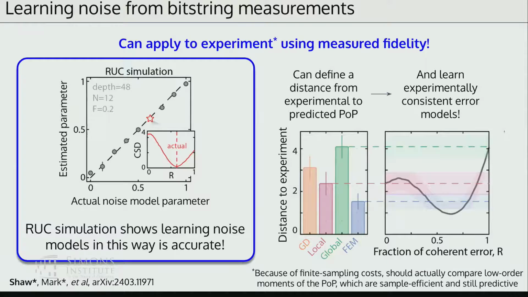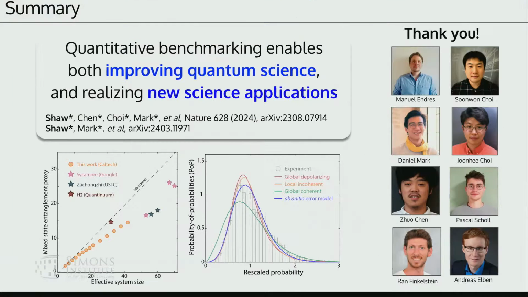With all that said, I'm pretty sure that's the end of my talk here. I think the point overall is that the quantitative benchmarking, which we're doing here, started out as a way to just understand how well we were controlling these systems. But at the same time, it's improving our ability to perform quantum science. It's realizing new science applications in terms of this emergent randomness that someone was talking about. And by measuring these fidelities and characterizing these systems, we can actually learn about the microscopic behavior that's underlying them.